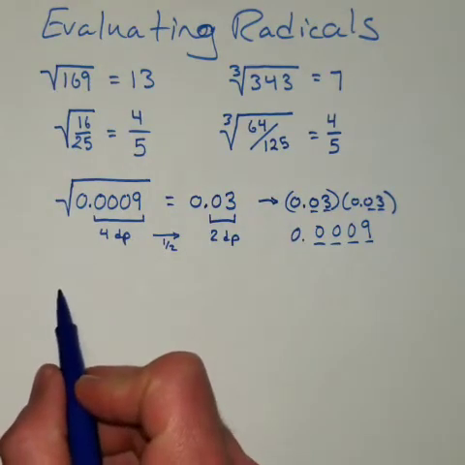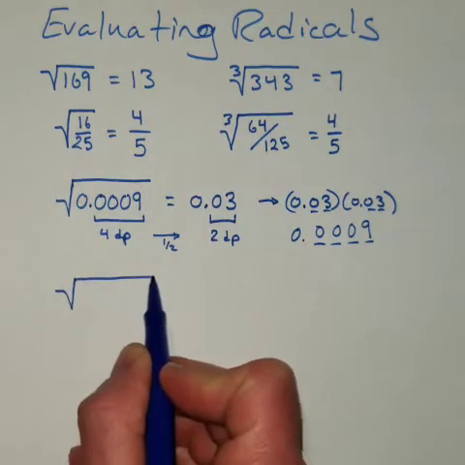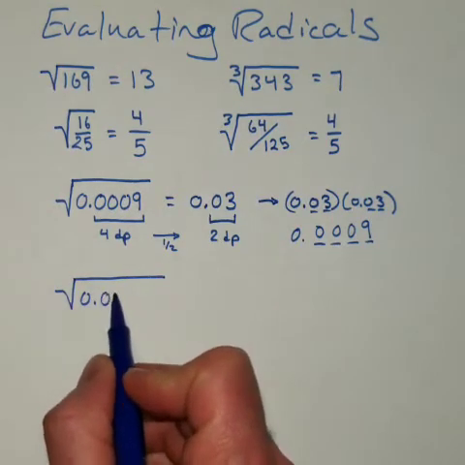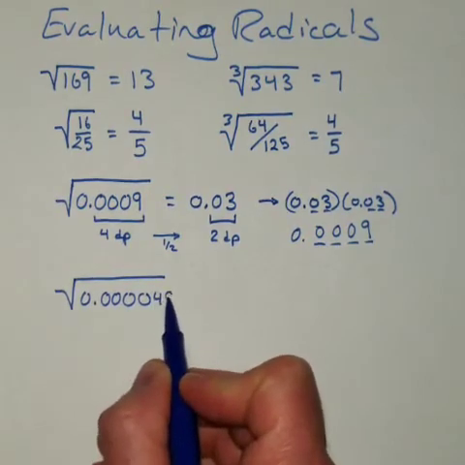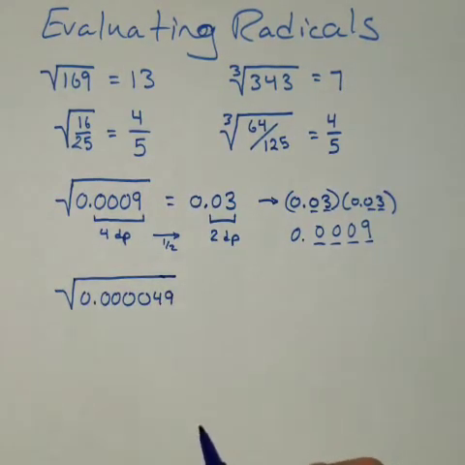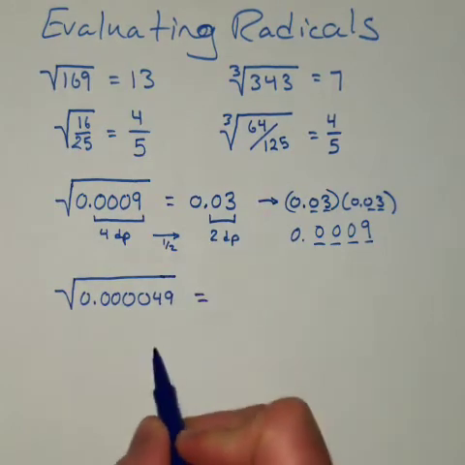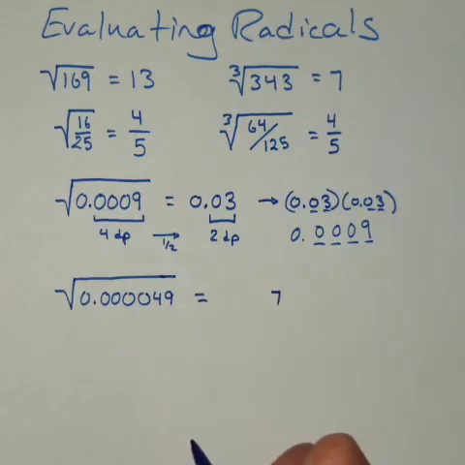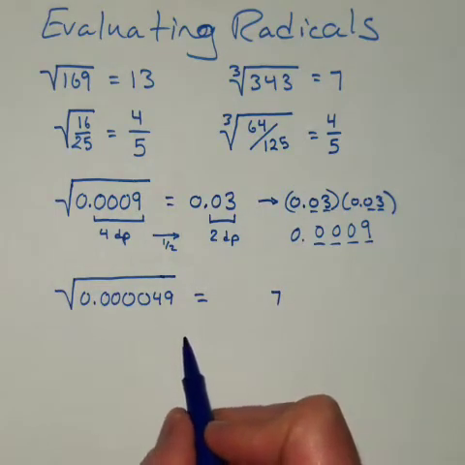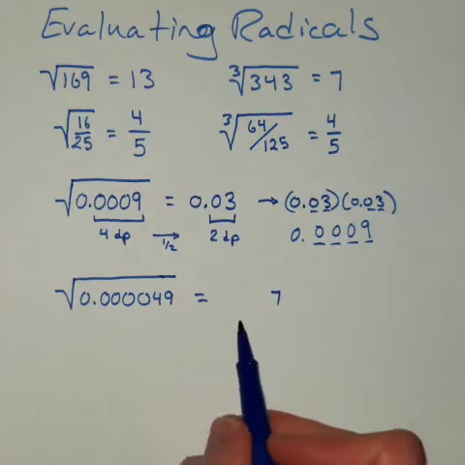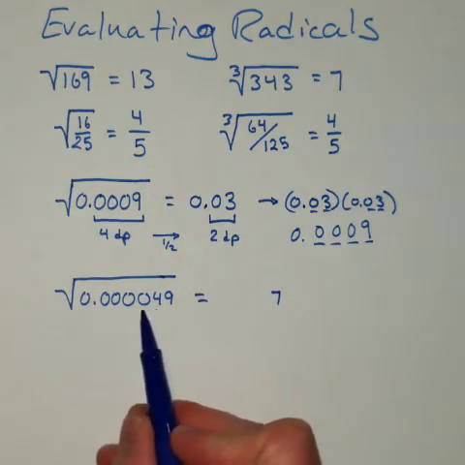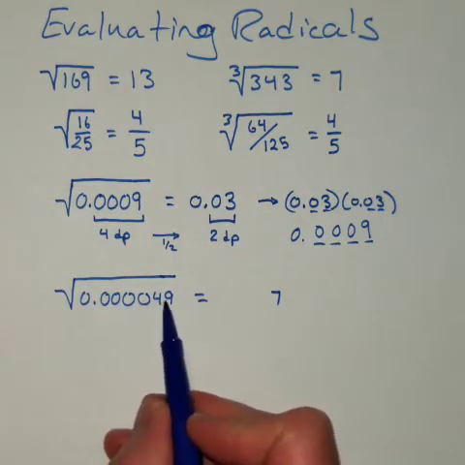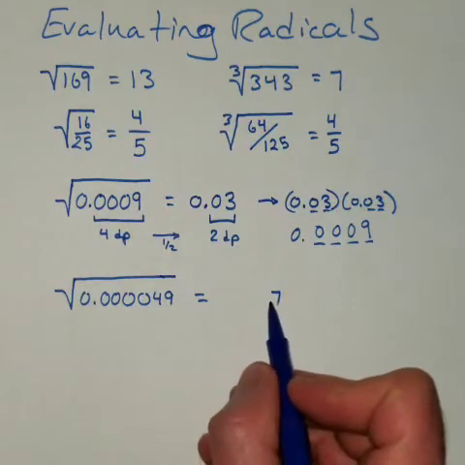Okay, so let's try another example. Let's go 0.000049. Well, obviously the answer is going to have a 7 in it, right? Because the square root of 49 is 7. What I need to do is figure out now how many decimal places will be in the answer. Again, it's going to be half of the number of decimal places in the radicand, which is the stuff under the root. So 1, 2, 3, 4, 5, 6 places here means there's going to be 3 in the answer.